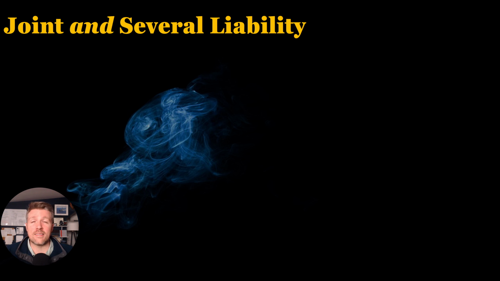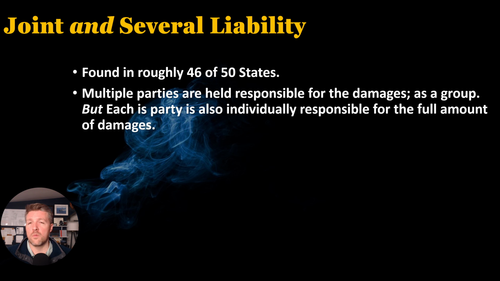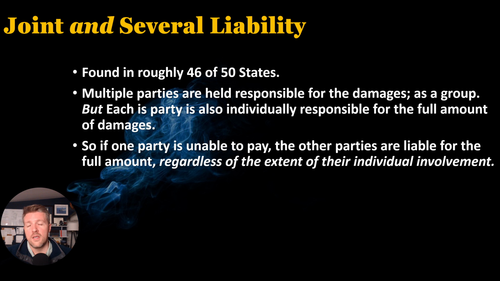All right, joint and several liability. You're going to find this in roughly 46 of 50 states, and it's where multiple parties are held responsible for the damages as a group, but each party is also individually responsible for the full amount of the damages. So what does that mean in English? If one party is unable to pay, the other parties are all liable for the full amount, regardless of how much they were involved.